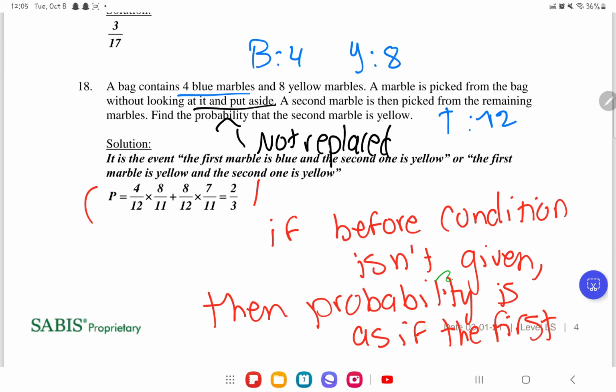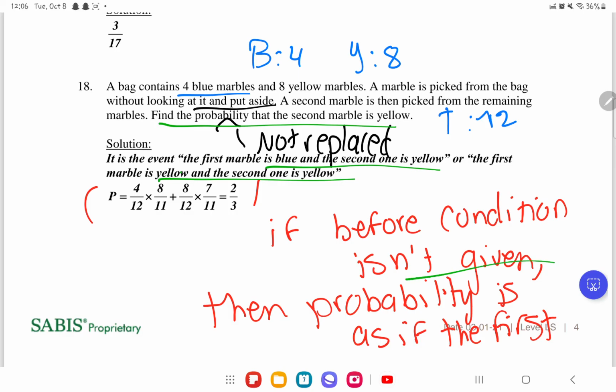So if the before condition isn't given, they told us a second marble is picked from the remaining marbles. They need the probability the second marble is yellow. They didn't tell us what is the probability of the first marble. Like here it says, it could be blue and yellow, or it could be yellow and yellow. Okay, but us, we know that it is not given.